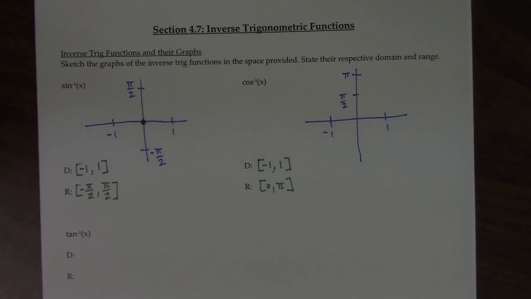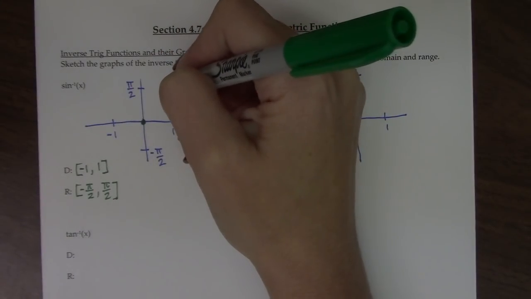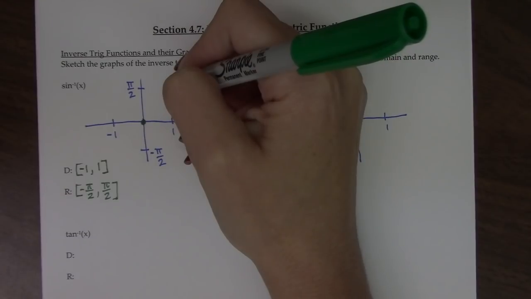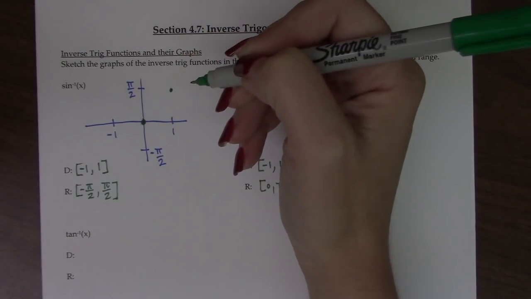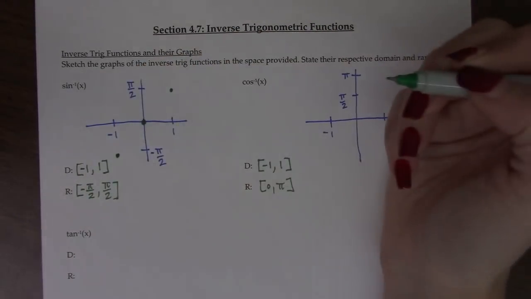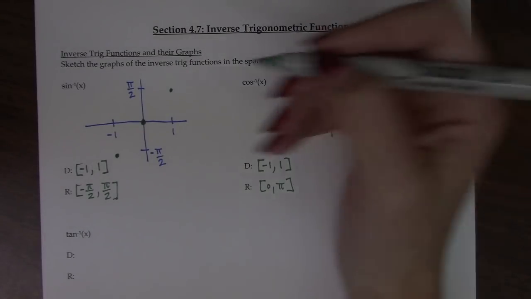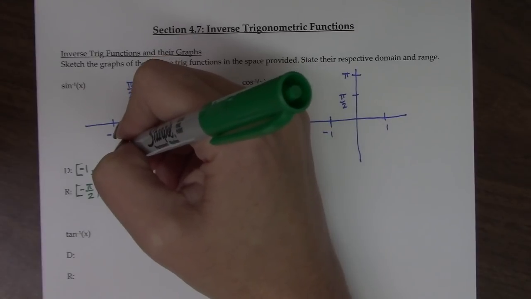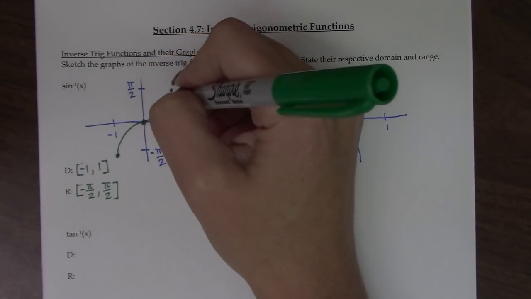But sine of π/2 is 1. So if I plug π/2 into the sine function, I get 1 out. But if I plug 1 into the inverse sine, π/2 comes out. Similarly, the same thing happens with -π/2 and -1. So when I draw these functions, I sketch it like this.